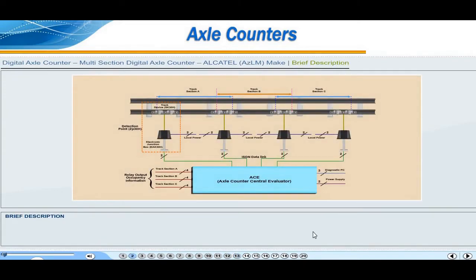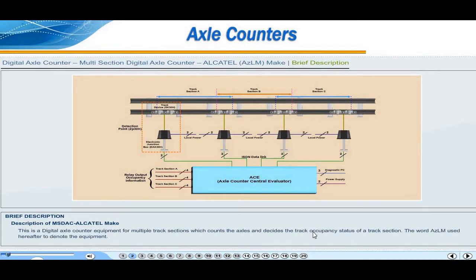Brief description. Description of Msdac Alcatel MIG. This is a digital axle counter equipment for multiple track sections, which counts the axles and decides the track occupancy status of a track section. The word AZLM is used hereafter to denote the equipment.